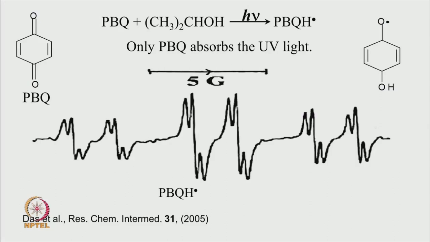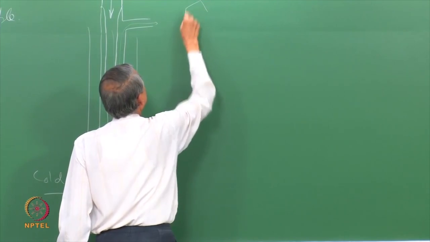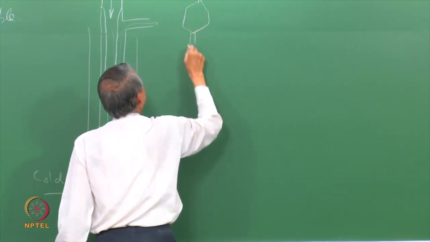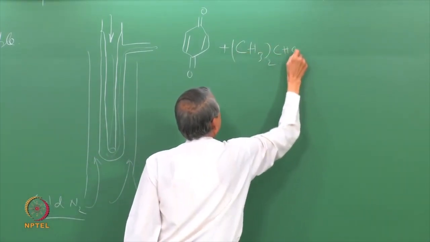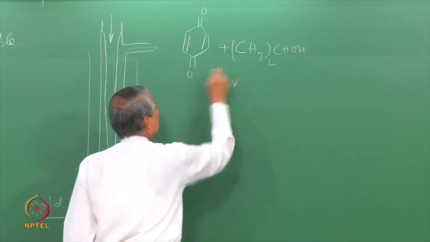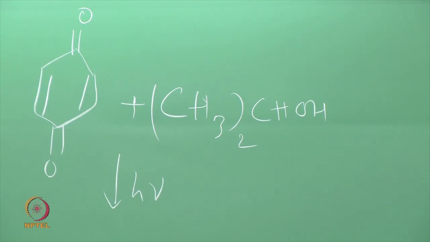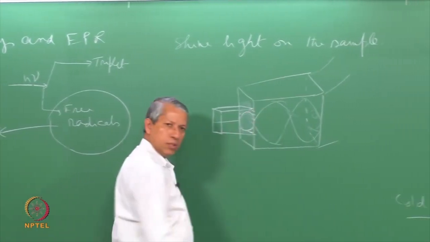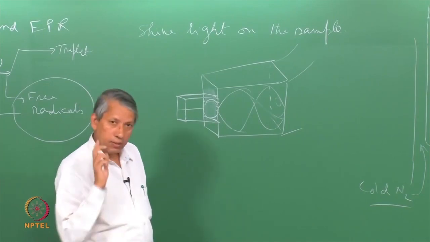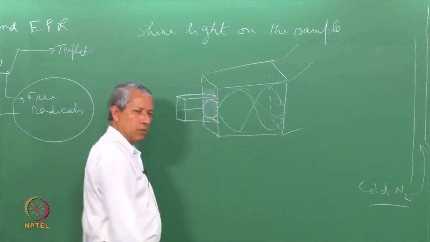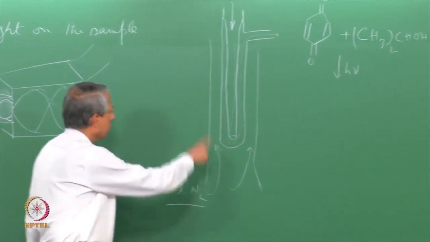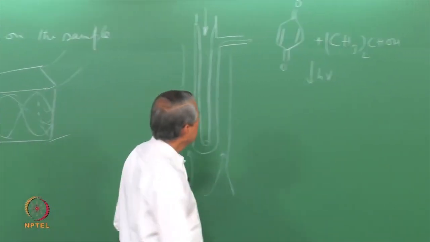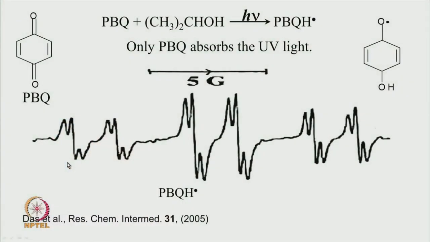Here is an example now, having described how the experiment is done. This experiment involves exciting parabenzoquinone. We shine light and see what happens. So, the light is on all the time. The sample is flowing through this, and we are recording the steady state EPR spectrum the way we have described earlier. The experiment is very simple now, except for this special modification on the cavity and the flow system that is used to continuously replace the sample.